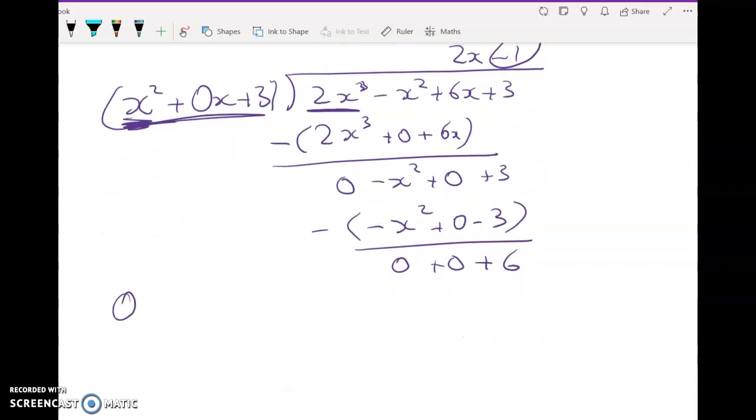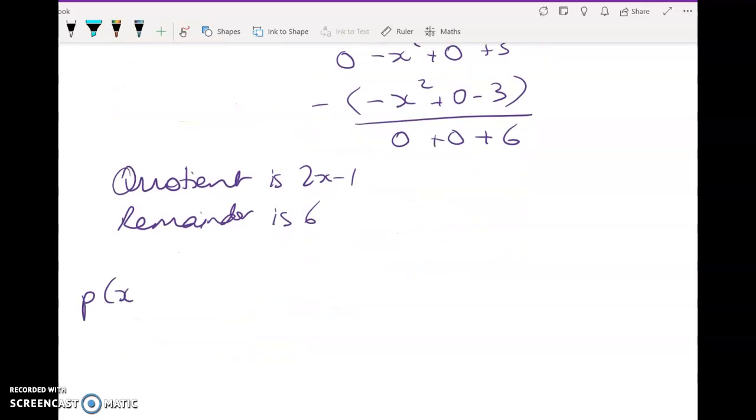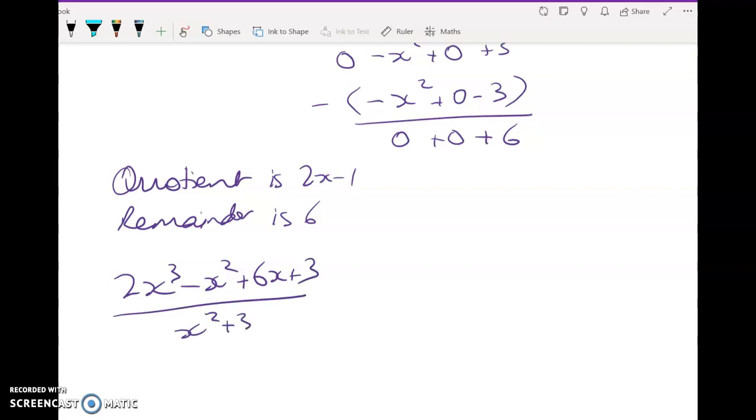So the quotient is 2x minus 1, and the remainder, when I divide by x squared plus 3, is 6. And that means that I can write the division as, let's see, I'll just go back to the start. So what does it mean to say that something is the quotient and something is the remainder? The quotient is this bit here, and then the remainder is simply 6 divided by x squared plus 3. And now we're ready to go off and integrate.